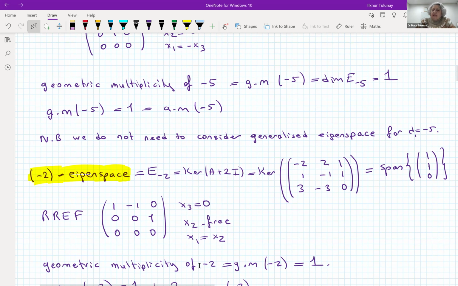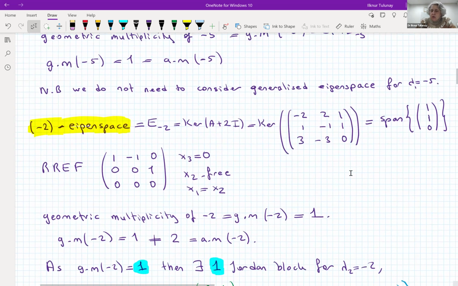So the geometric multiplicity of -2 is the dimension of this space, which is equal to 1. So the geometric multiplicity is 1. This is how we found it here. We also found previously that the algebraic multiplicity is 2. So they are not the same.